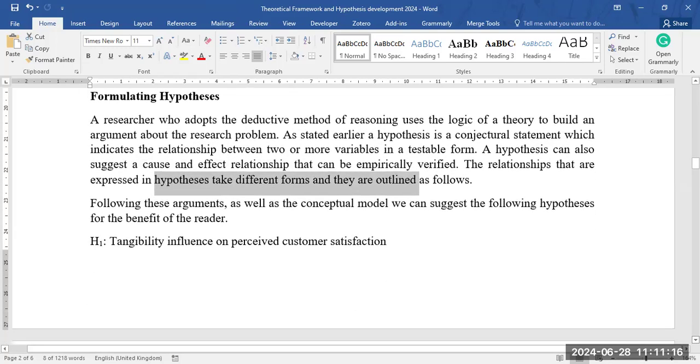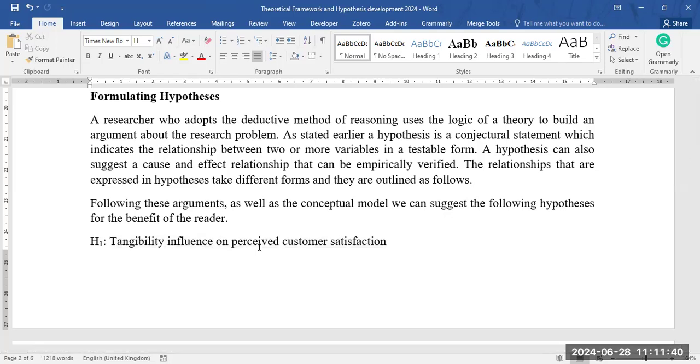These are some examples. Following these arguments as well as the conceptual model, we can suggest the following hypotheses. Tangibility influences perceived customer satisfaction. Perceived customer satisfaction means each customer can see the tangibility and have a satisfaction, which may vary from person to person based on their perception. Perception means how they see things, interpret them and give them a meaning. That's why this is the customer's point of view, and each customer may have a different point of view.